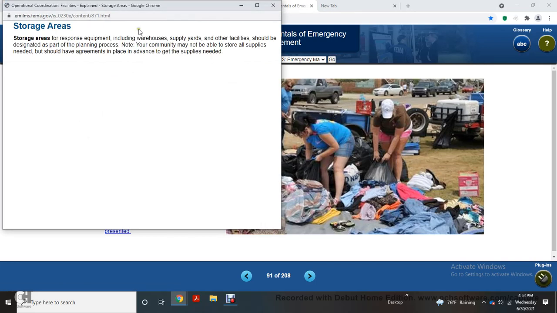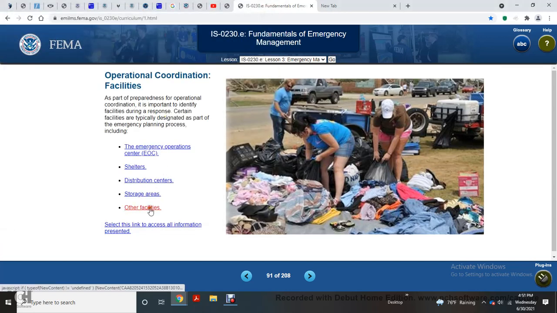Storage areas for response equipment, including warehouses, supply yards, or other facilities, should be designated as part of the planning process. Your community may not be able to store all the supplies needed, but should have agreements in place in advance for the supplies needed. Other facilities.